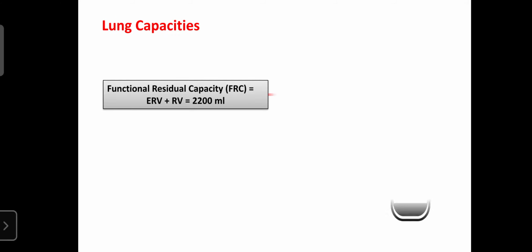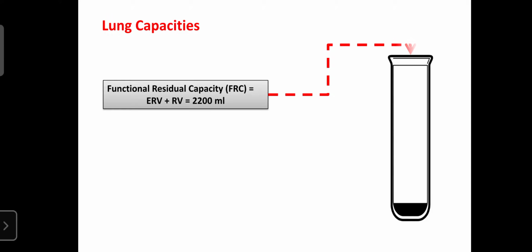It is calculated as the expiratory reserve volume, 1000 ml, plus the residual volume, 1200 ml, and the total is 2200 ml, which is the functional residual capacity of our lungs, denoted as FRC.